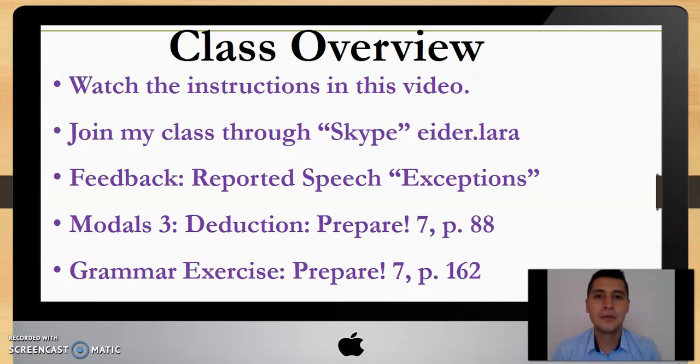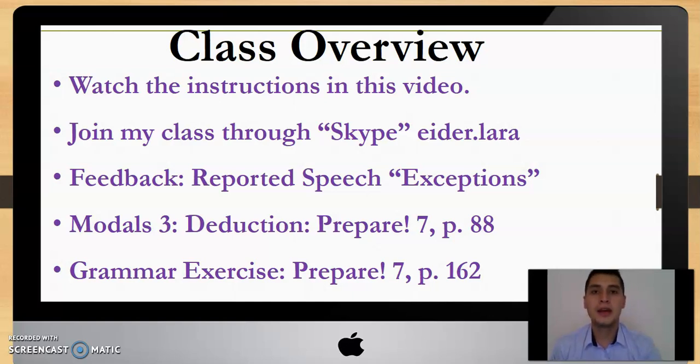Okay, and for that we are going to go to your student's book, your Prepare 7 student's book, and we are going to work on page 88. And after that, I am going to continue with the grammar exercises. This is going to be for your homework, for your activity, and it is going to be on your Prepare 7 student's book, and it is going to be on page 162.